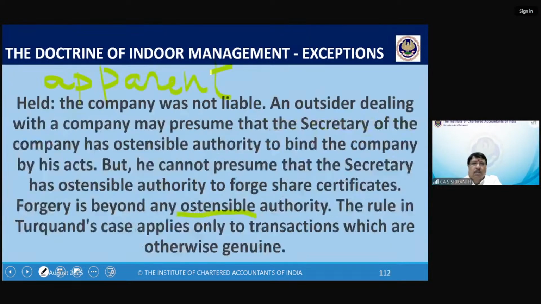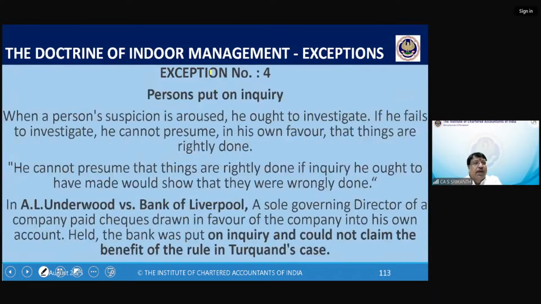Okay. Lastly, persons put on inquiry. See, when my suspicions are aroused, I have to investigate. This is true for an auditor also. Even without your company law amendment, Satyam and all that, we were always under a duty. See, definitely, when something is so suspicious, I can't say I'm a statutory auditor, I'm only auditing the balance sheet. No, I have to investigate. So he ought to investigate. Or any person whose suspicion is aroused has to investigate.